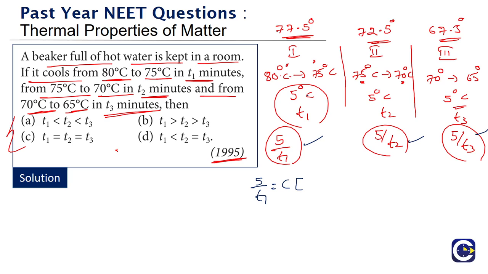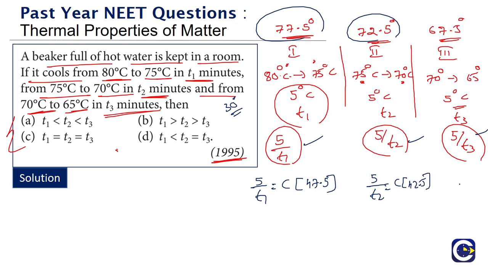a constant C into the temperature difference between the average temperature of the body and the surrounding temperature. We said we'll take the surrounding temperature as 30. So 77.5 minus 30 is 47.5. Here 5 by t2 will be equal to C into 72.5 minus 30, which is 42.5. Here we'll have 5 by t3 equal to C into 67.5 minus 30, which is 37.5.